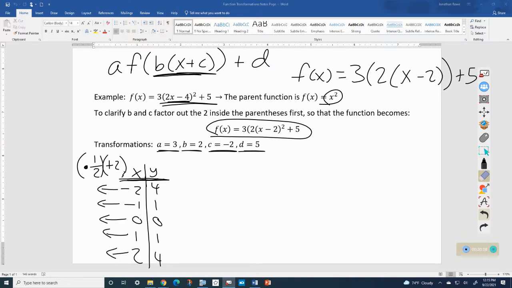So let me go back through this again. -2 times a half is -1, and -1 plus 2 is 1. -1 times a half is -1/2. -1/2 plus 2 is 1.5. 0 plus 2 is 2. 1 times a half is 1/2. 1/2 plus 2 is 2.5. 2 times a half is 1. 1 plus 2 is 3. All right.